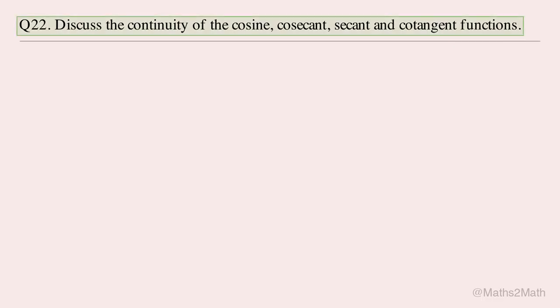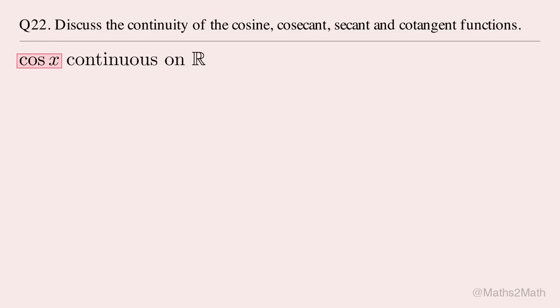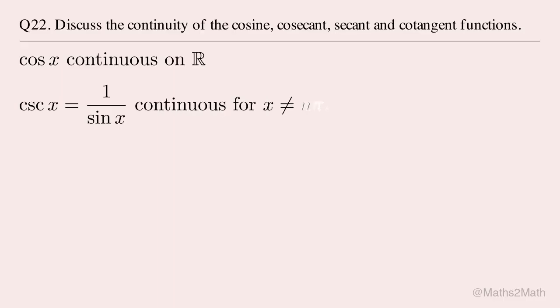Question 22. Four trigonometric functions, cosine itself, and the three reciprocal functions built from sine and cosine. The quotient rule for continuity does the work. A quotient is continuous wherever its denominator is non-zero. Cosine is continuous at every real number. Cosecant is 1 over sine, continuous wherever sine is non-zero. All x except integer multiples of pi.